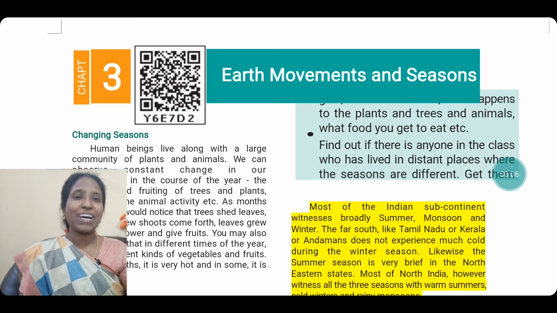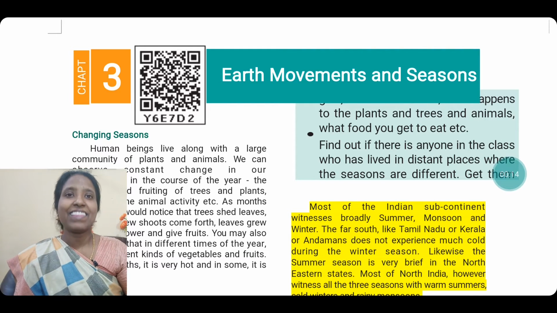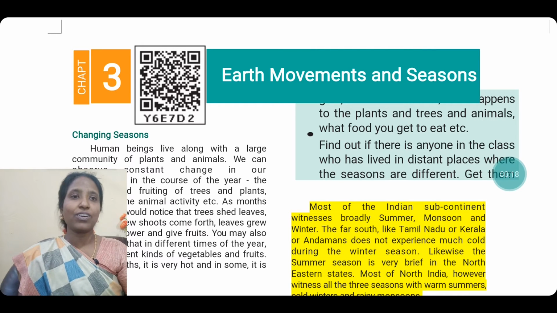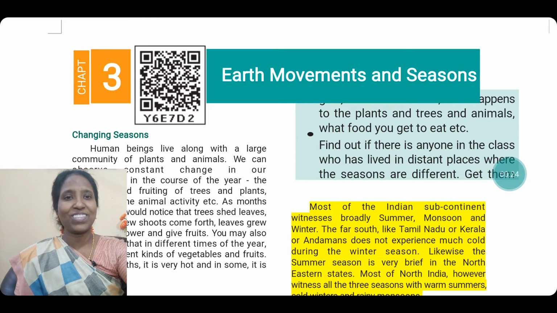Today let's learn the summary of the lesson Earth Movements and Seasons. This is Chapter 3 from the 8th class textbook, SSC Board Telangana and Andhra Pradesh. On to the summary now.